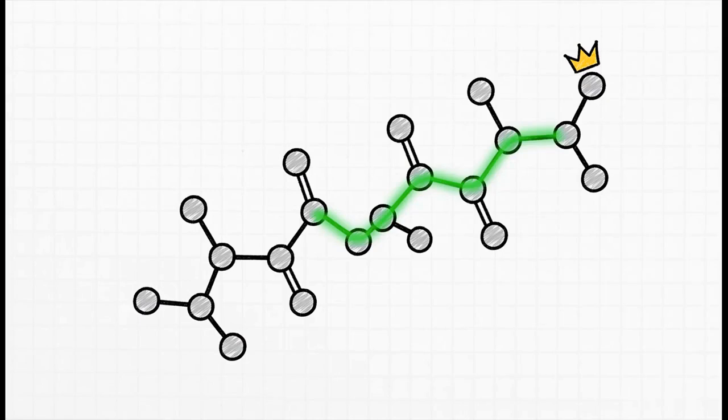Okay, rule number 1, and this is the most important rule of all, so listen up. You have to find the longest continuous chain of carbons in the molecule. Now notice I said continuous, not straight. It can twist and turn as long as you don't lift your pen.